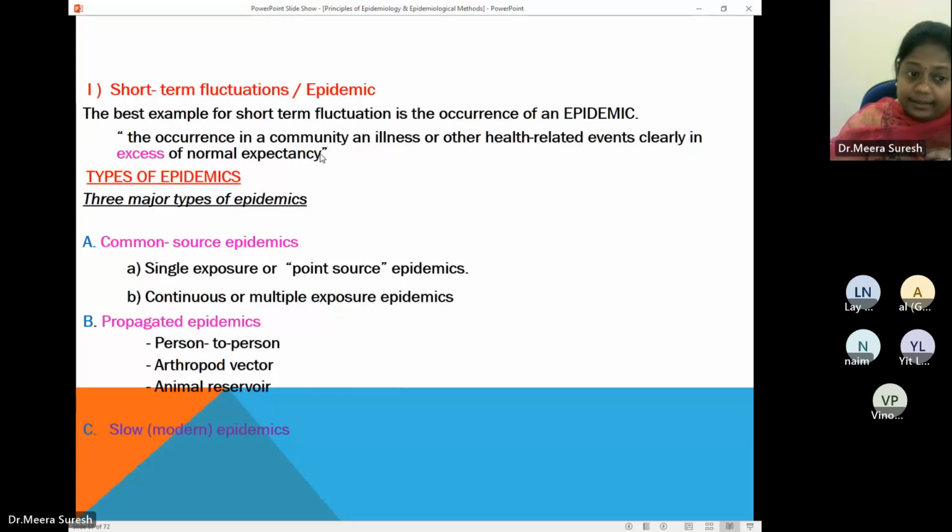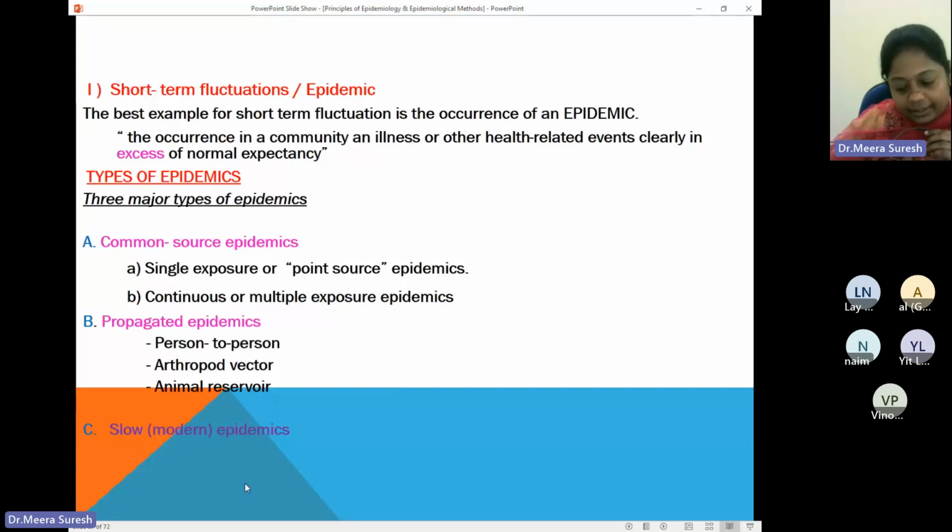Normally, what we are expecting, if it is happening in excess of that, it can be a disease, it can be even death rate, anything. So, 3 types of epidemics are the common source epidemic, propagated epidemic, and slow or modern epidemic. Common source epidemic means from a single source the epidemic has developed. This can be a single exposure or point source epidemic. And second one, it can be continuous or multiple exposure. That also may be a single or common source, but continuously it has been exposed. We'll go through the example, then you will understand. Or it can be propagated. Propagated, as the term indicates, from one person to another, it is propagating. And it can be slow or modern epidemics.